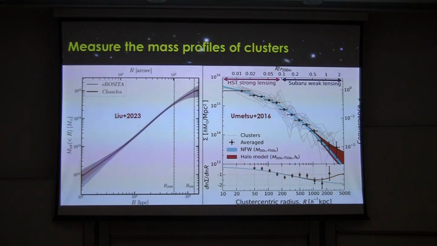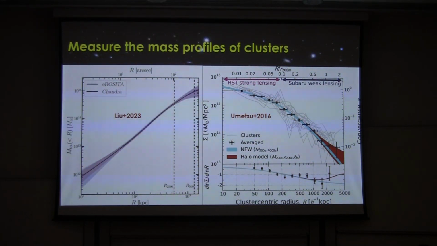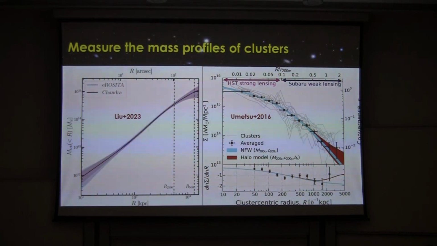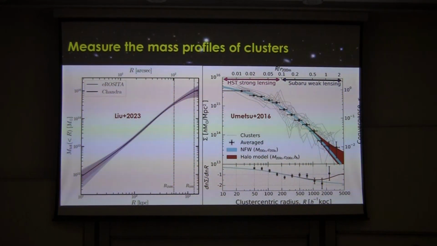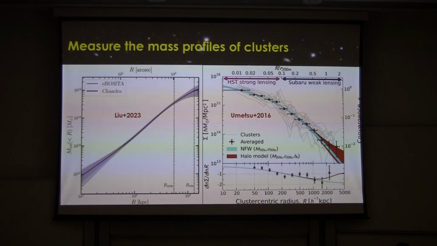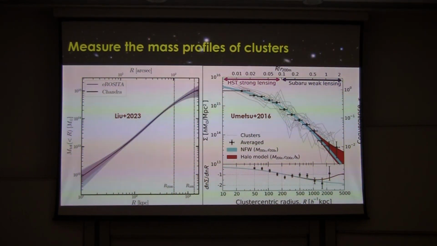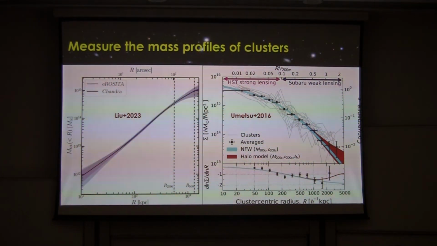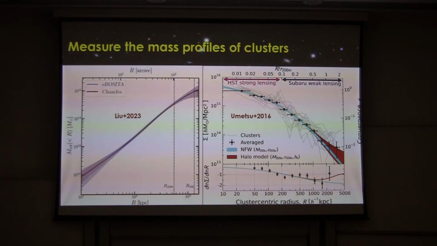So let me briefly remind you of the typical approaches to derive the total mass in galaxy clusters. First, the hydrostatic equilibrium. This is the more recent work, basically from the eROSITA data, which represents the best data quality you can have for the mass measurement. You can trace the gravitational potential to about r500, a little bit larger than that, smaller than 2 megaparsec but larger than 1 megaparsec. This is the typical scale you can imagine.